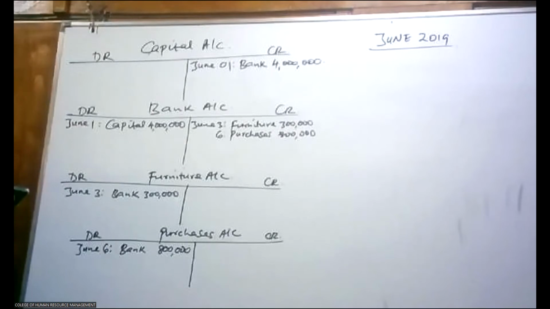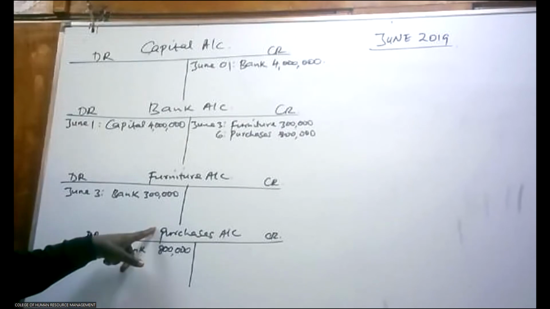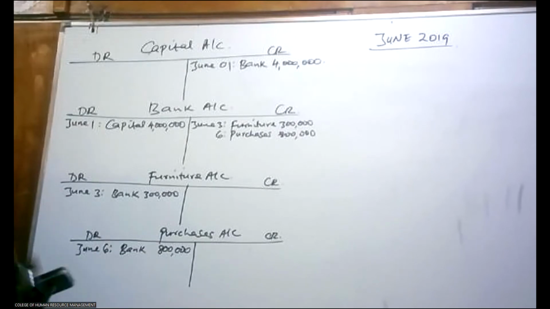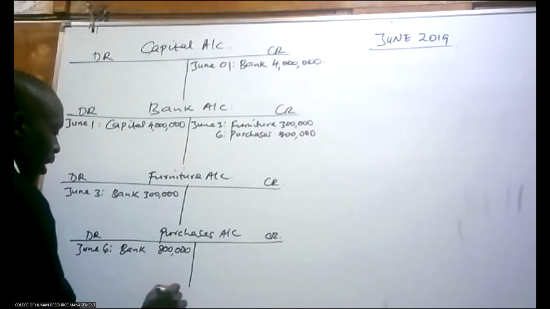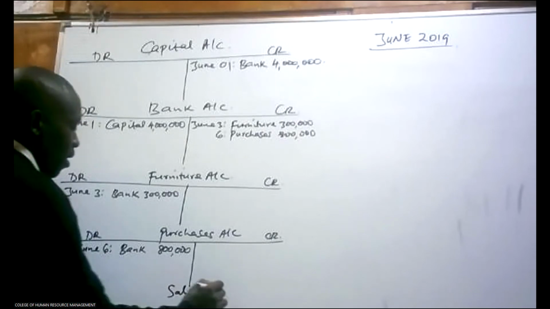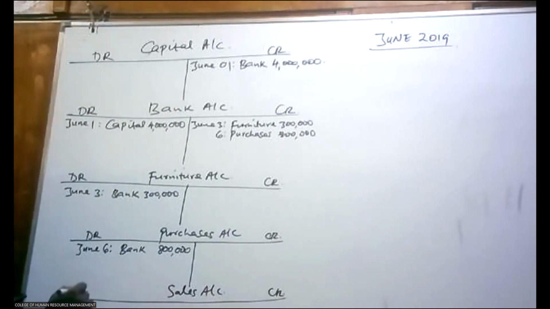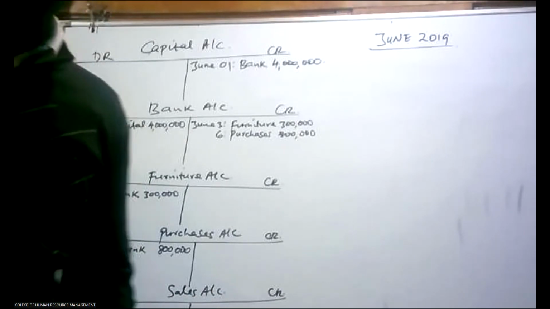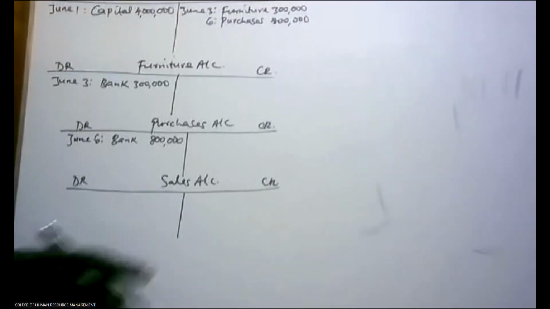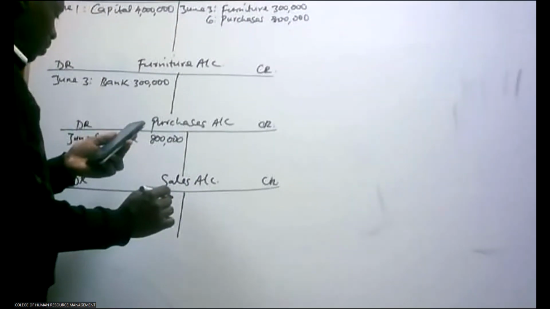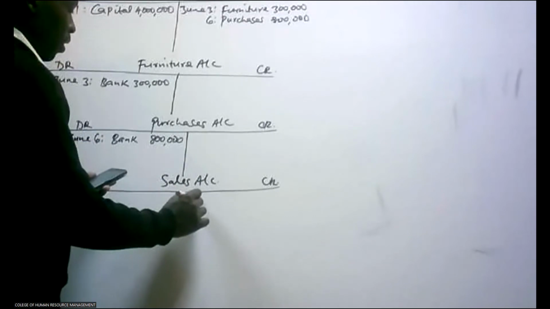On 10th, sold goods for 700,000 to Sana traders on credit. These goods, when they are bought, we debit purchases. But when we sell them, we normally open an account called sales account, where we record now the goods sold. When we acquire them, debit purchases. When we sell these goods, credit sales. So you come here and say, this is on June 10th.